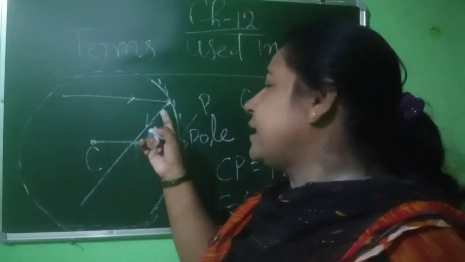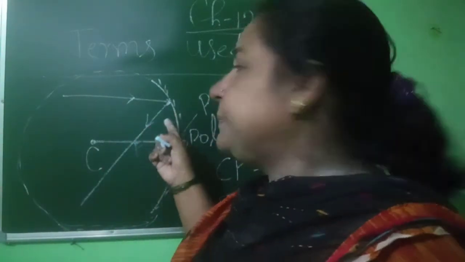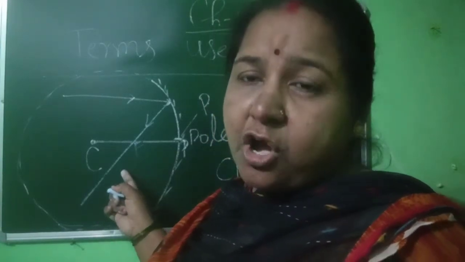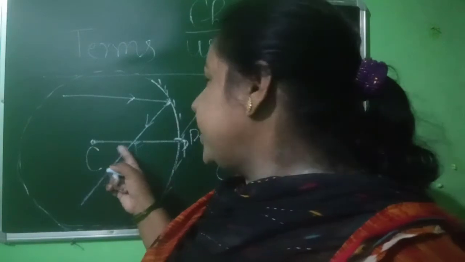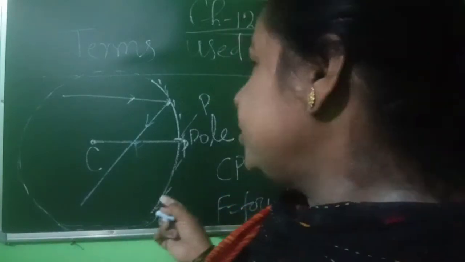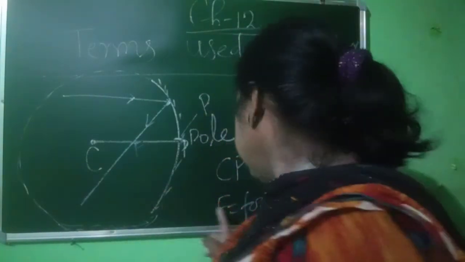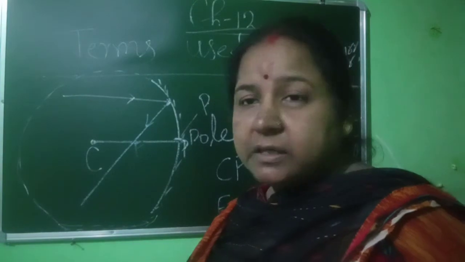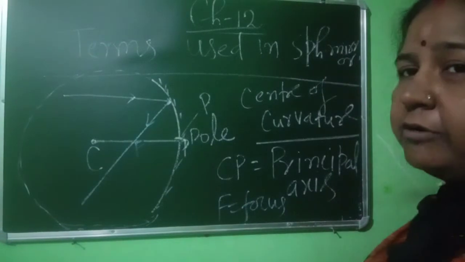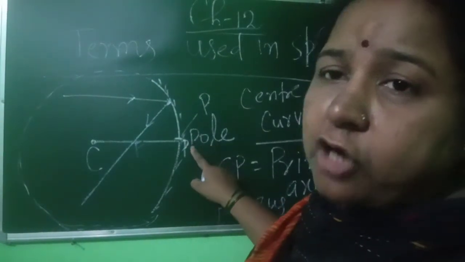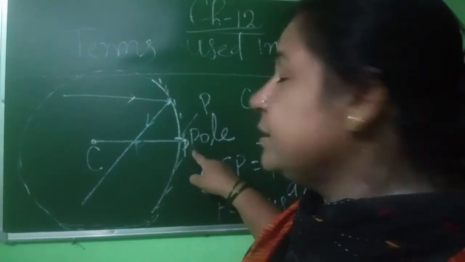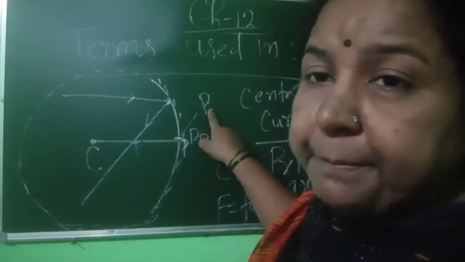Where the incident ray comes on the mirror, it is reflected, and the reflected ray intersects the principal axis at a point. This point is F, where it intersects the principal axis. This is called the focus. Understand? Have you understood? What is the pole? The midpoint of a spherical mirror, concave or convex, is called the pole. It is denoted by P.